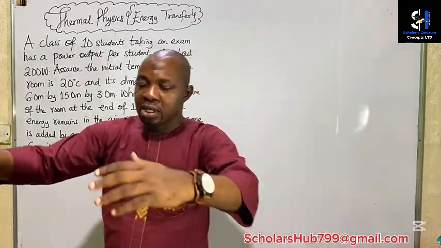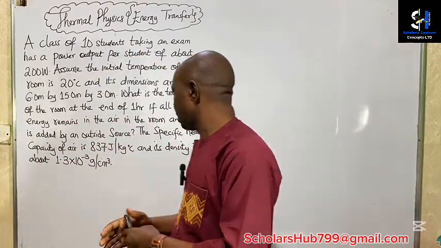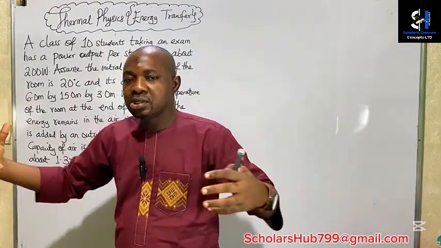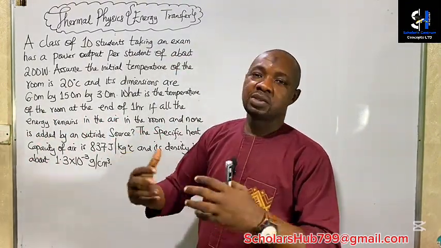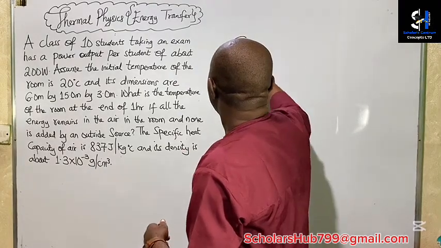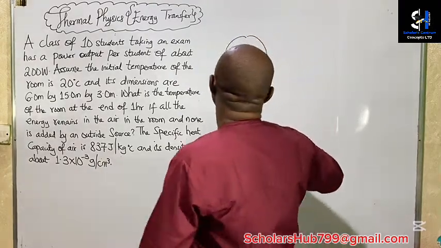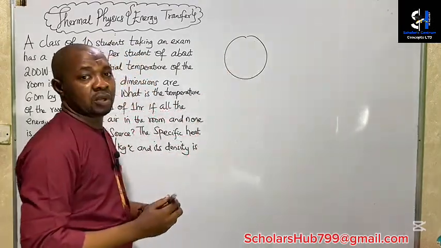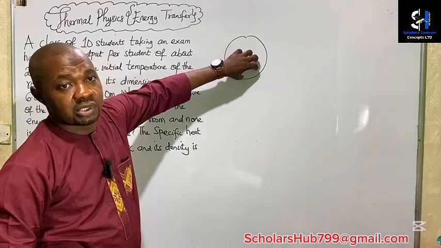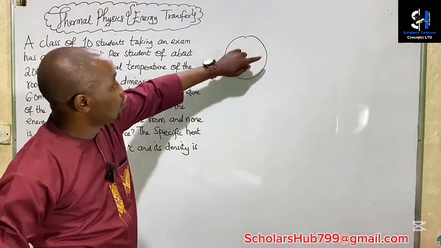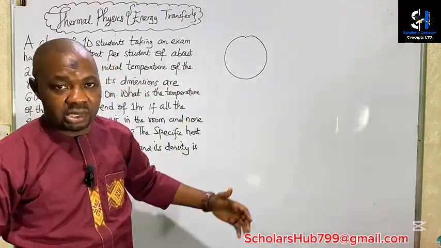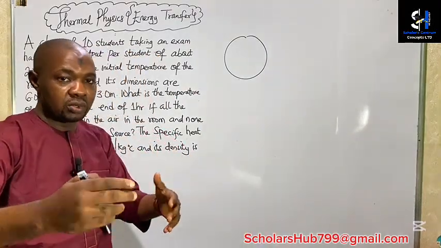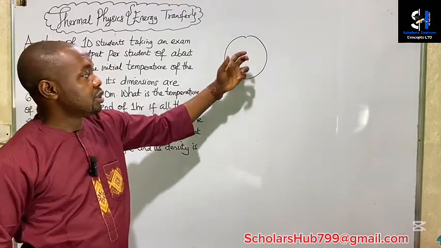So which means the energy remains in the air in the room. There's no external source, in what we call a thermodynamic system. In a thermodynamic system, we have the system, and this is the boundary. So everything that happens within the system, we have the thermodynamic process. It happens within the system. So we have the boundary, then we also have the ambience, that is the surrounding. The boundary separates the ambience or the surrounding from the system.